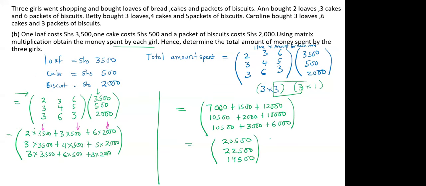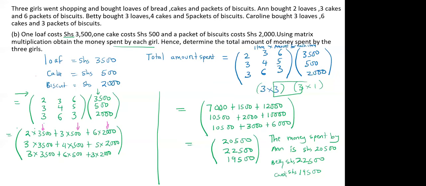So I'm going to first make that conclusion. I'll say the money spent by, now our first girl was who? Our first girl was Anne. I said the money spent by Anne is, they use shillings, shillings 2050. The money spent by the next girl, Betty, is 22500. The money spent by Caroline is 19500. I conclude. Remember this was Betty and this is Caroline.